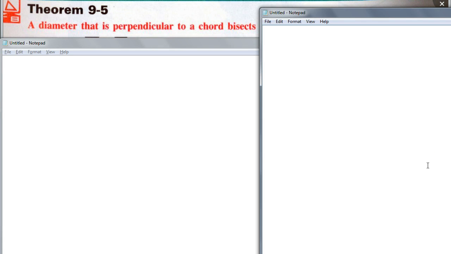So here's our next theorem. A diameter that is perpendicular to a chord bisects... So anybody want to guess what we're going to say? Imagine a circle and a diameter. Can you picture that in your head? Circle and a diameter. Now draw a chord that is perpendicular to this diameter anywhere. But it's got to be perpendicular to the diameter. What do you think this diameter will bisect?